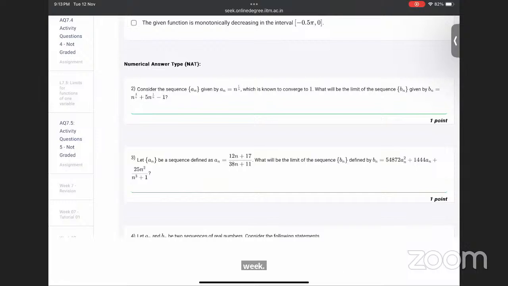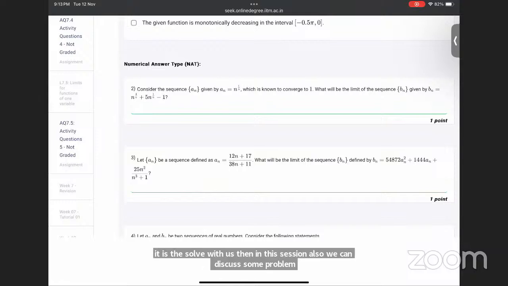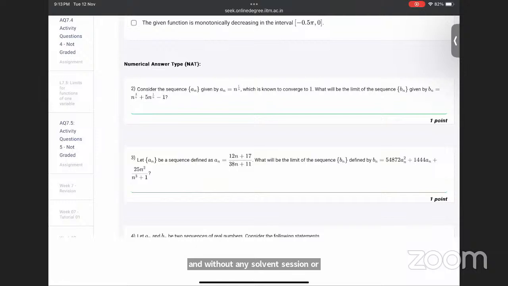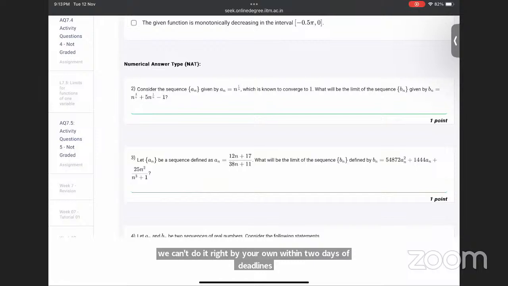Okay, I will talk to Vishal about that. I don't know about the next date, maybe the summary session or maybe the solve-with-us. If it is the solve-with-us, then in this session also we can discuss some problems. But Friday would be the week 7 deadline, and without any solve-with-us session or interaction session apart from this, we can't do it on our own within 2 days of deadlines with week 6 and week 7.